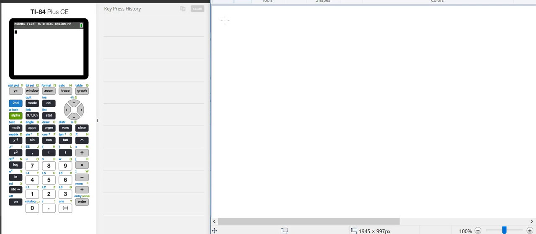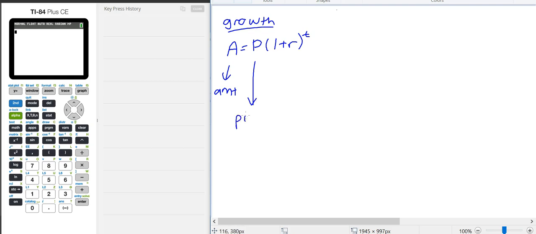When you have any exponential function, all exponential growth functions are in the form A equals P times (1 plus r) to the t, where A is the amount after t amount of time. P is the principal amount. Principal means original. Let's say somebody invests $30. Their principal amount, their original amount they invested, is $30. R is the rate of growth as a decimal. And t is the amount of time.